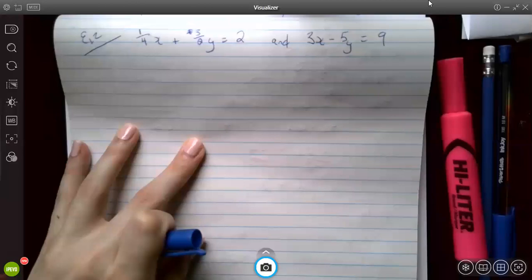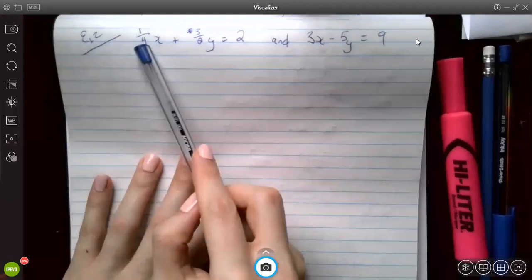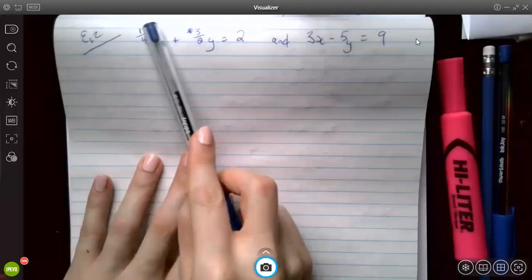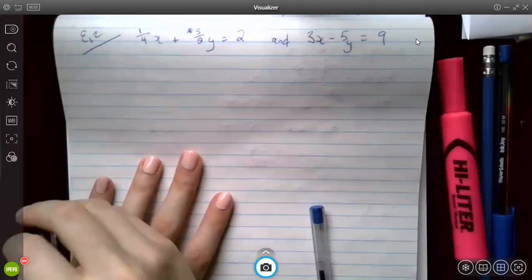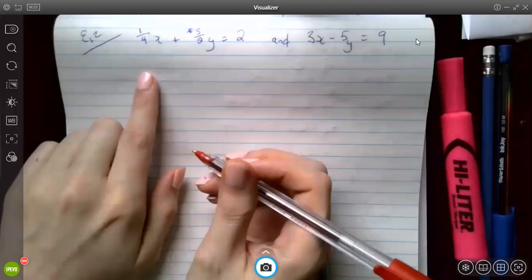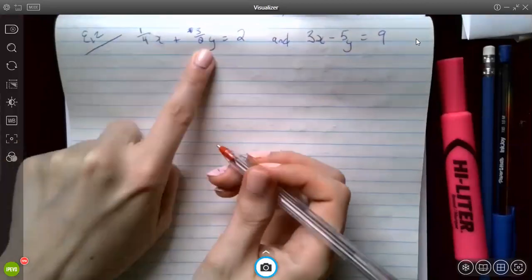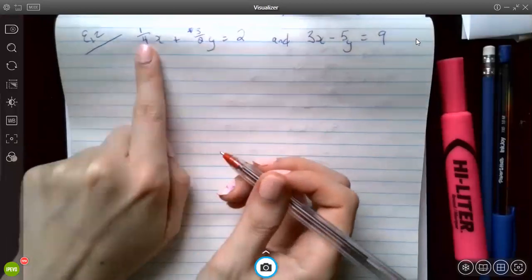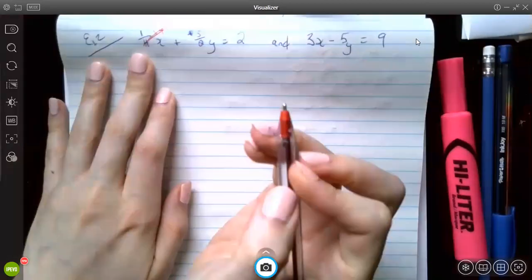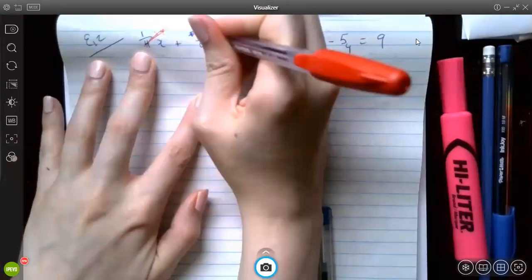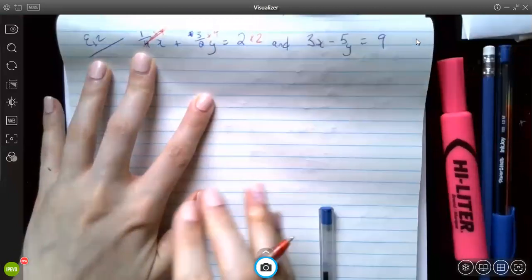Okay, in the second example that we're going to run through here, I've given you two equations. One of them contains fractions and the other one doesn't. So our first step is just going to be to get rid of those fractions. In order to get rid of this 1/4, I'm going to multiply each of these terms by 4, by the denominator. So times 4, that'll cancel out. I also have to multiply the 3/2 times 4 and the 2 times 4.